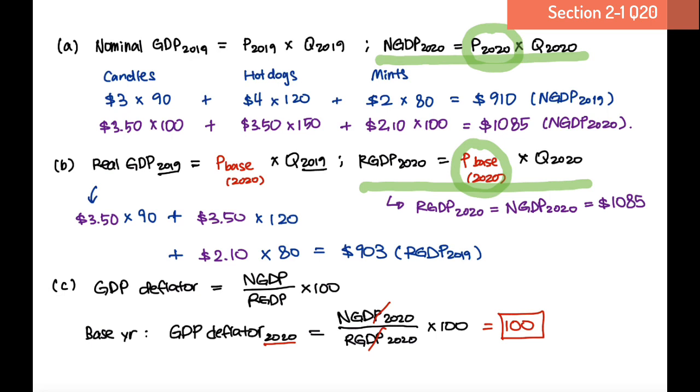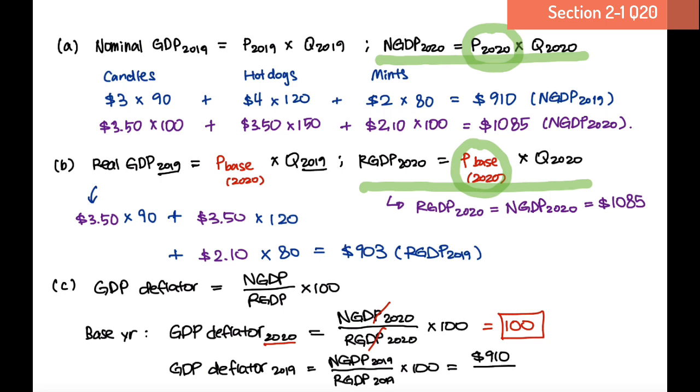Now, on the other hand, if we were to calculate the GDP deflator for 2019, we do the same thing. We divide our nominal GDP of 2019 by the real GDP of 2019 and multiply by the 100. If you plug in the numbers, it's 910 over 903 times 100, which gives us 100.8.